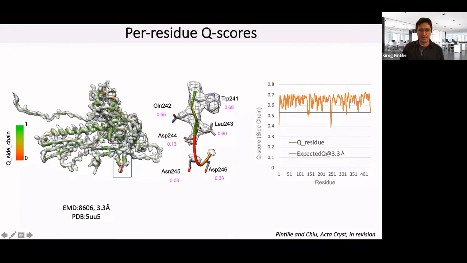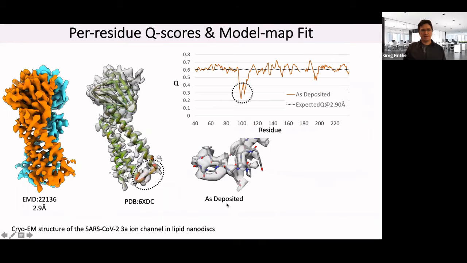If we look at the map and the model there, we can see that the map is indeed not too well resolved in that area. If the map is not too well resolved, then there's not too much you can do, but just know that that part of the model is maybe not so certain. But in some cases, so here's a case that we started to look at. This is a map that's related to the coronavirus. And in this map, when we plot the Q-scores versus residue, we saw this big dip here.